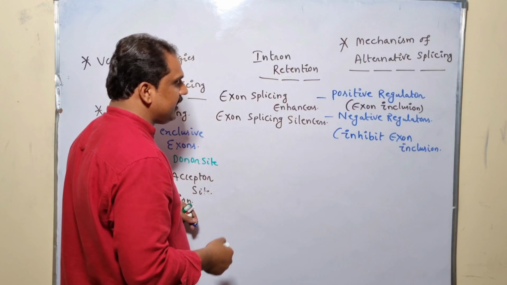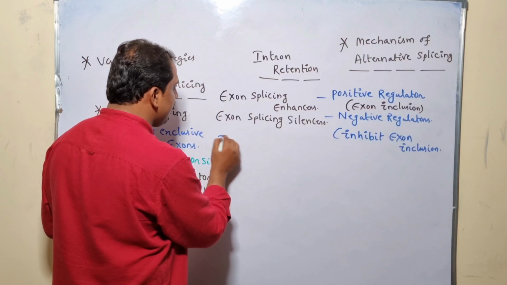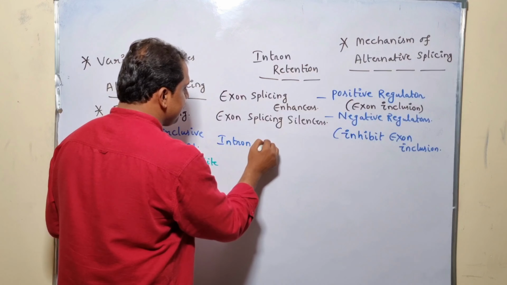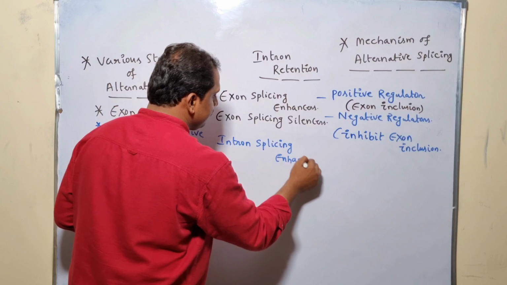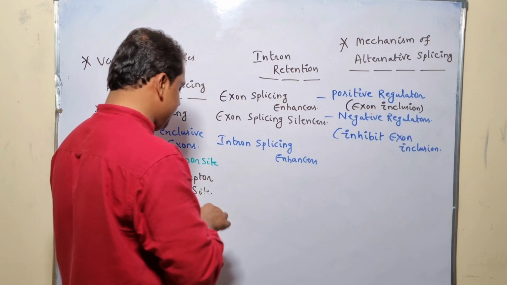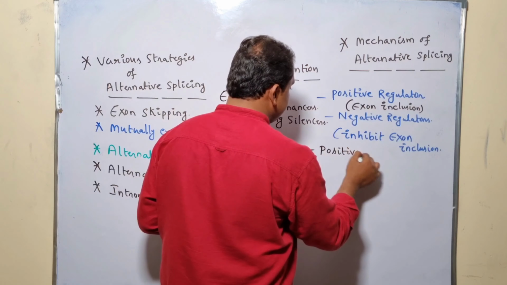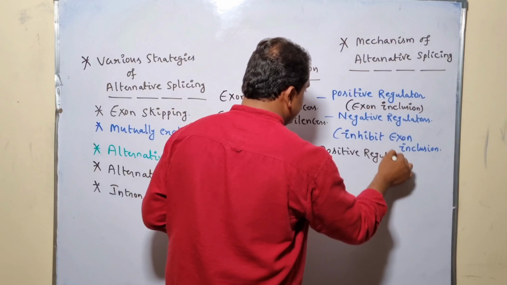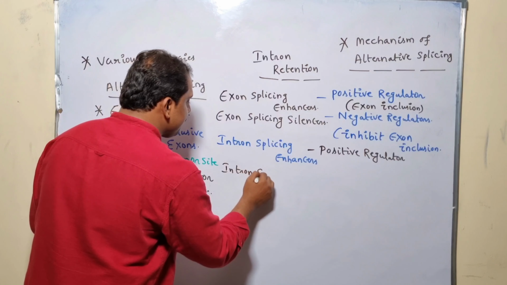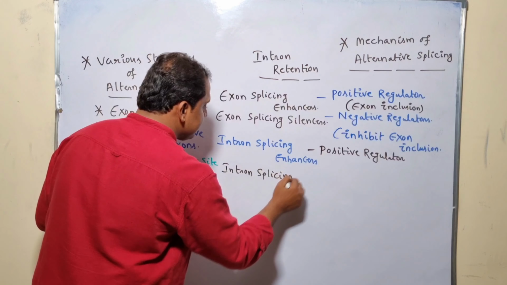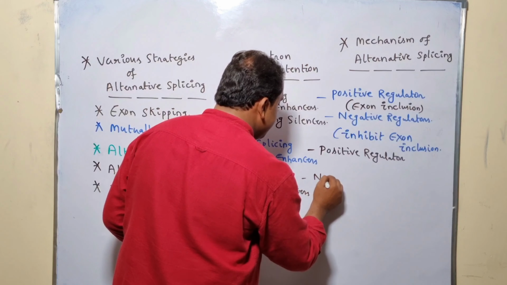Is it clear? And the other two factors which are a part of the alternative splicing mechanism include intron splicing enhancers. So here it is nothing but the positive regulator again. Positive regulator. And the other factor is nothing but what? Intron splicing silencers. And here it is nothing but what? The negative regulator.